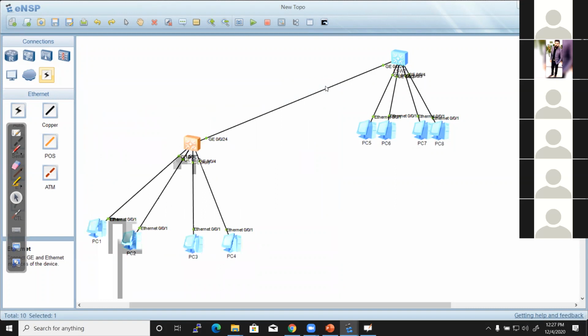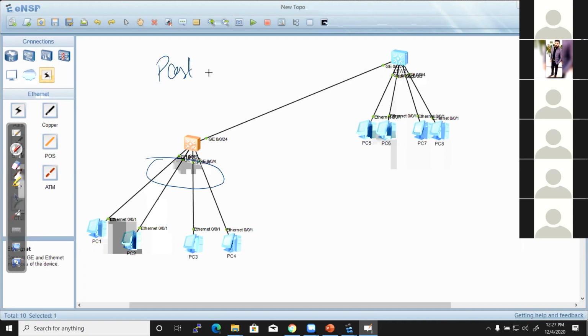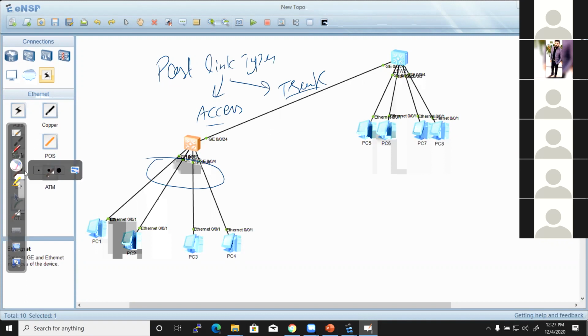Okay, that's all about the VLAN. And we didn't talk about the VLANs only. We have talked about the port link types. First was access, and the second one is trunk. So where we need to configure access and where we need to configure trunk, that's what we have done.